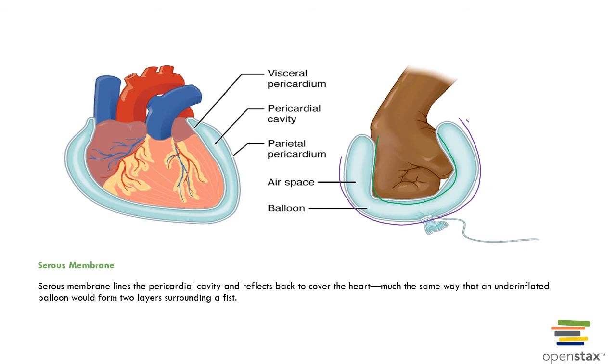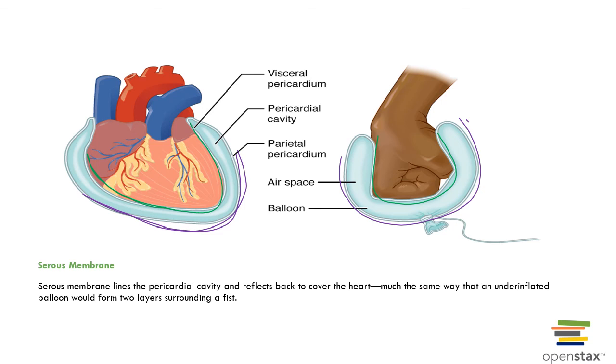Now, with anatomical structures, that outer layer in purple is known as the parietal layer. The parietal layer right here usually lines the cavity wall. The green layer is known as the visceral layer because it lies right up against that organ. In this case here, it's the heart.